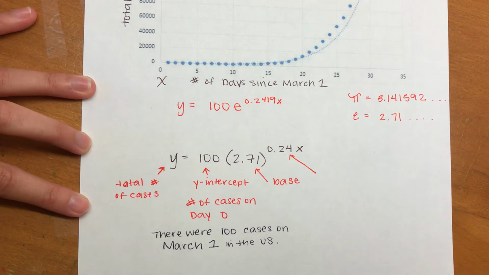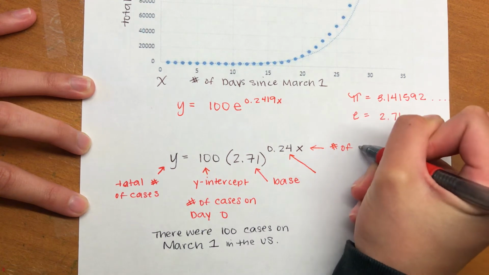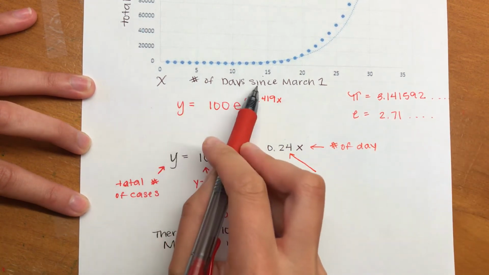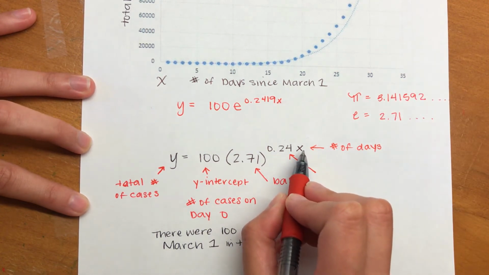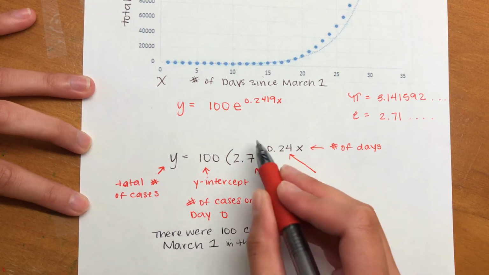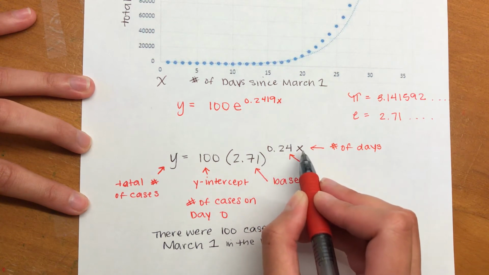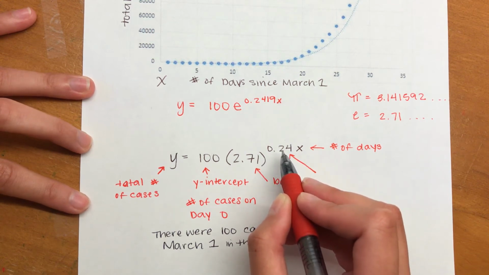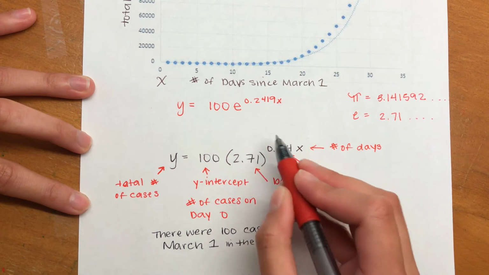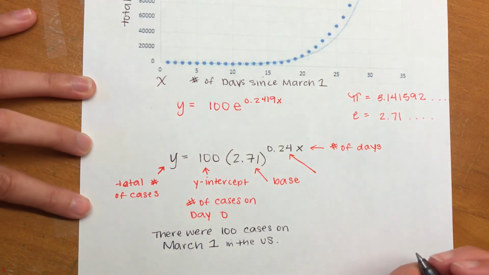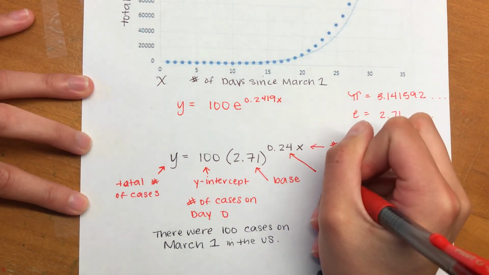0.24. This number means that, and since we know x is number of days, because the x-axis is number of days, if x is 1, then this value will be 0.24. So what happens is every time we increase by our x value, we still have to multiply it by 0.24. So this decimal, if I'm multiplying every x value by this decimal, is really close to 0.25, which would be 1/4.